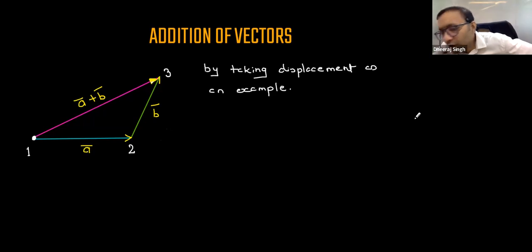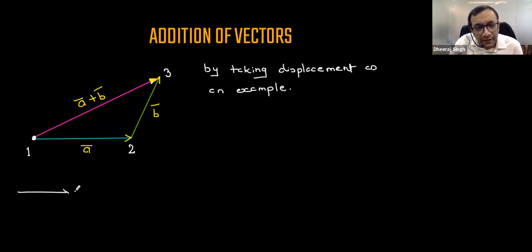Now tell me, whenever you add two vectors, will you get a triangle every time? Will you get a triangle every time? Ajay, some are saying may not. Tell me when you will not get a triangle. Probably you mean to say like this. This is what you mean? Collinear? Like this? Yes or no? This is what you're saying, right?